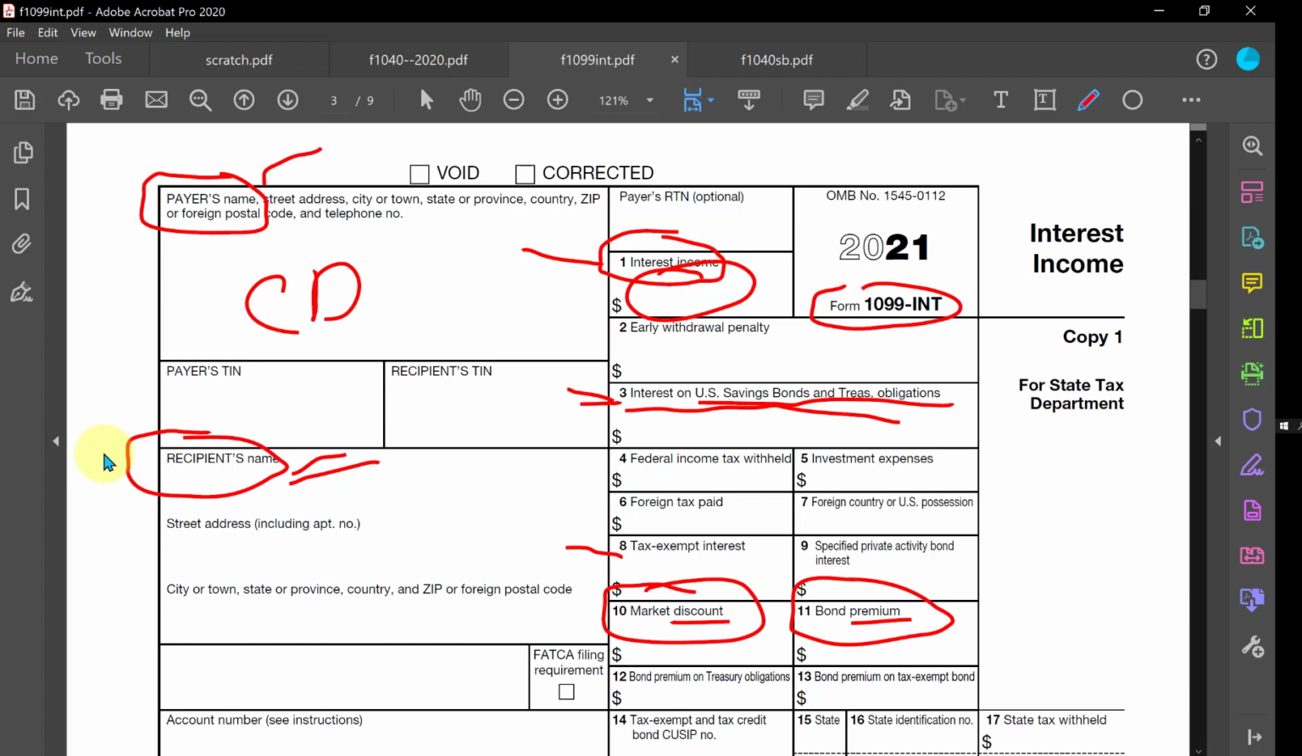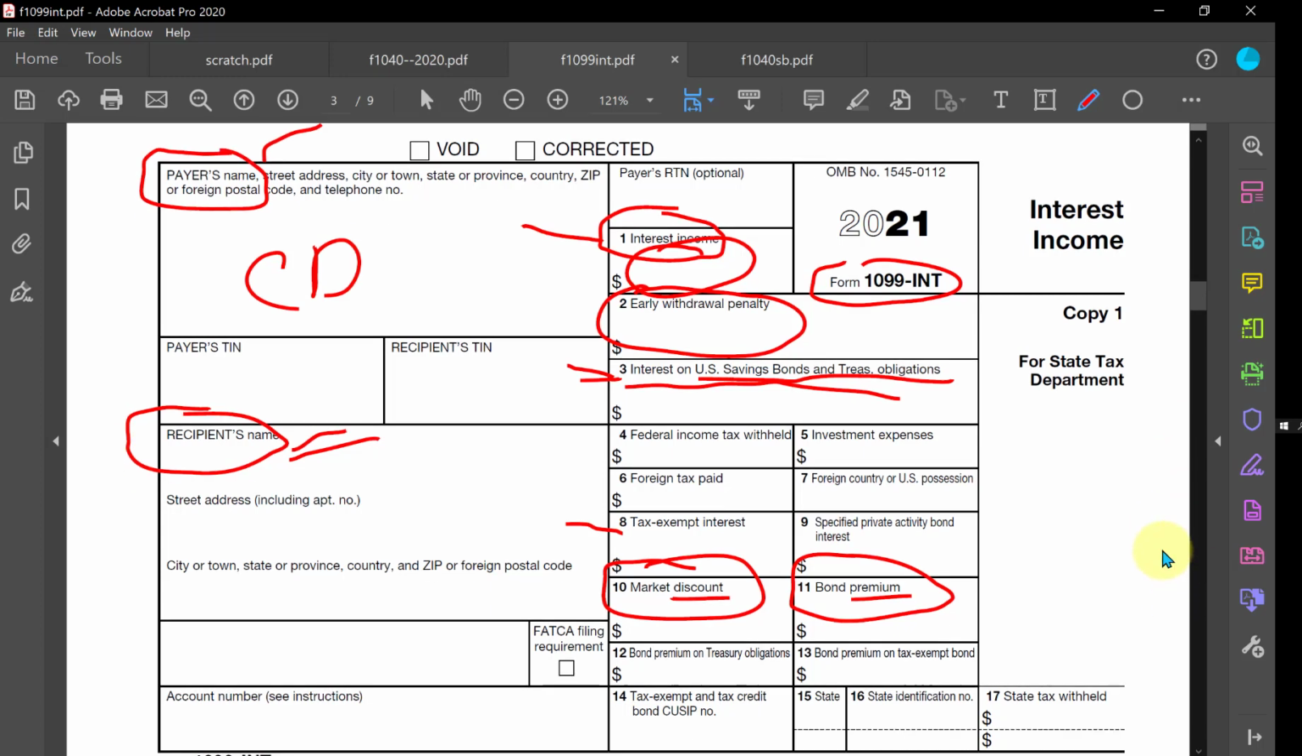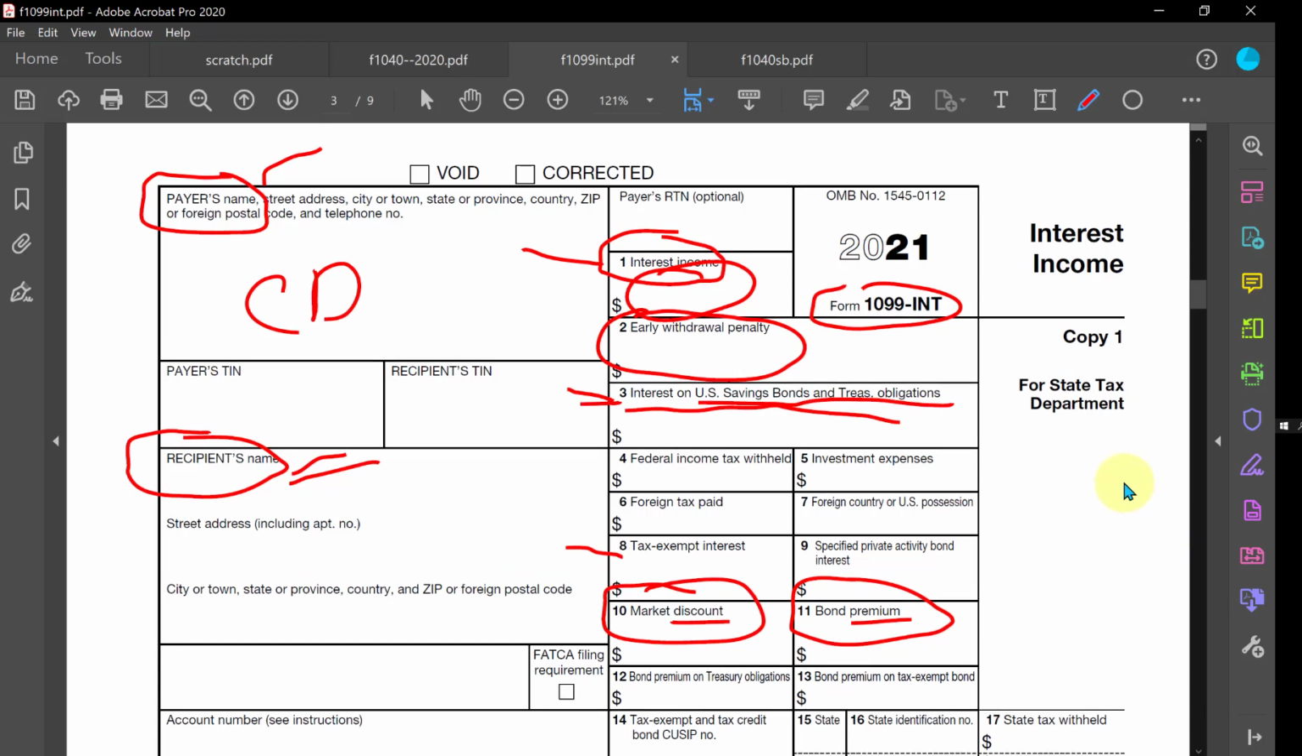Now, if you cannot wait to when the bond matures, you can still cash in your bond, but the bank, not the government, will penalize you. And that penalty will be reported here in box 2. And you'll be able to claim that penalty you paid as a deduction, as an adjustment deduction. And we'll learn more about that in a future chapter. I think that's all we need to talk about here on this 1099-INT form.